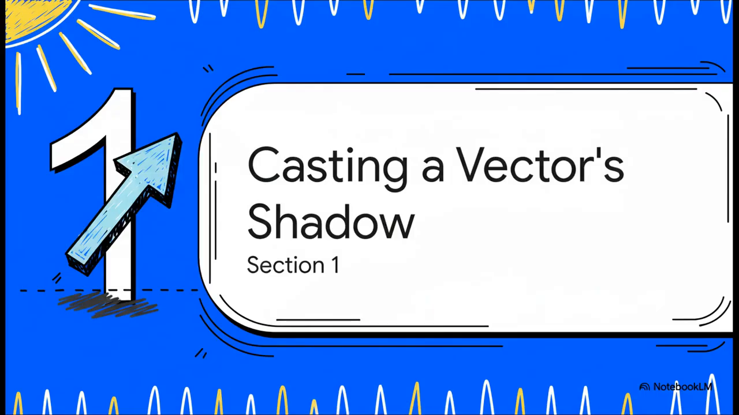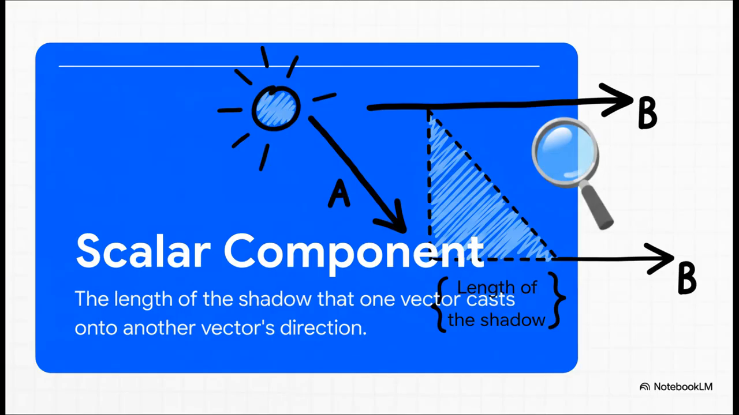Before we even touch an equation, I just want you to think about one thing: casting a shadow. This brings us to our big term for the day, the scalar component. Look, don't let the name scare you. All it means is the length of the shadow that your force vector, A, casts down onto the direction vector, B. That's it. It's just a single number, a scalar, that answers the question, how much?